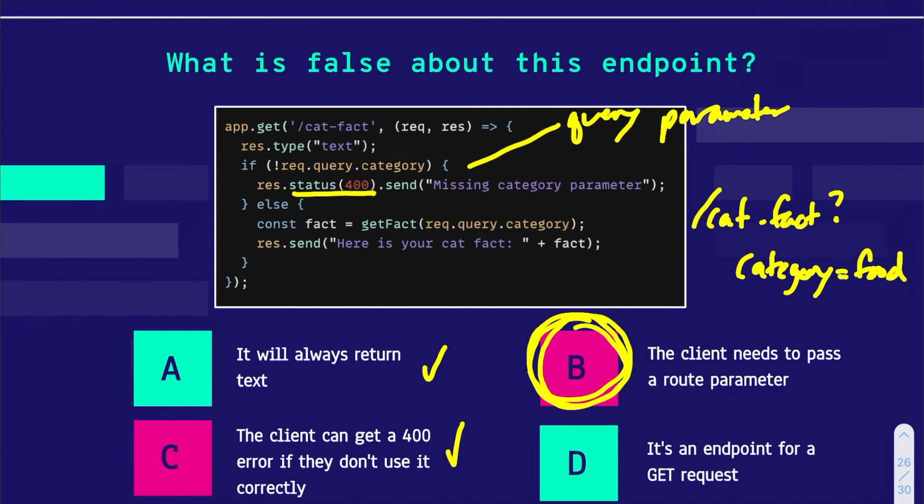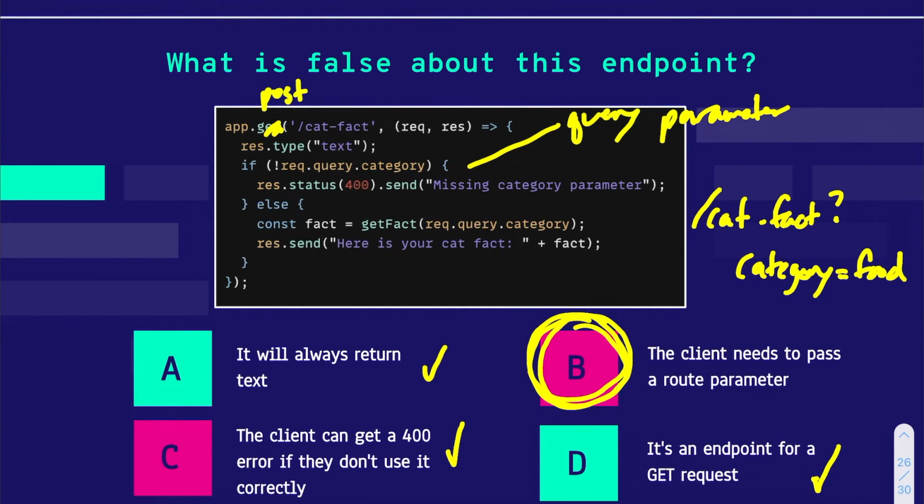That's true. And then lastly, it's an endpoint for a GET request. I know this because of one little word within this endpoint, and that is this GET. Yes, this is true. If this had been POST instead, this would be a POST request.